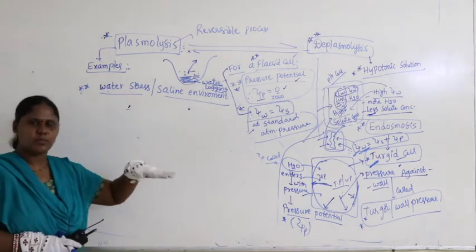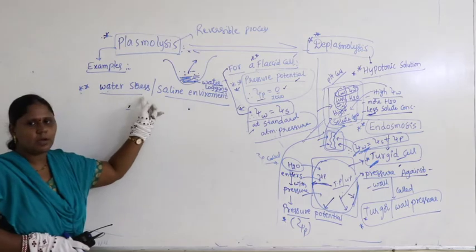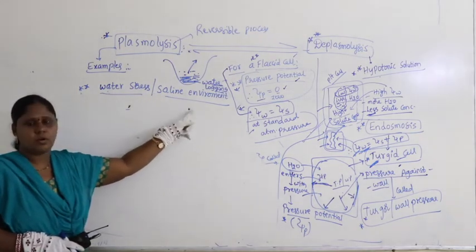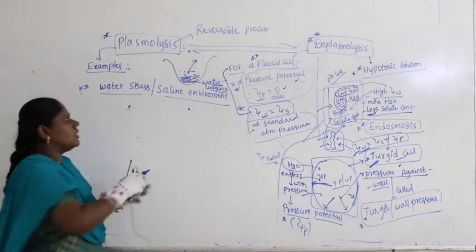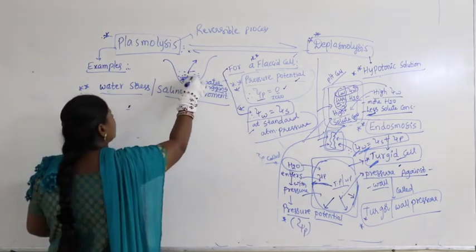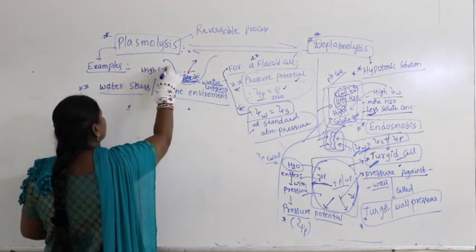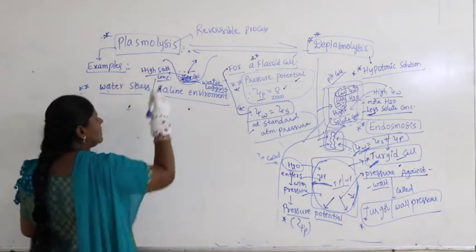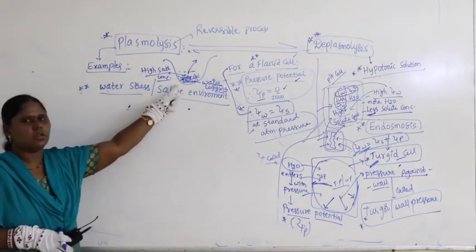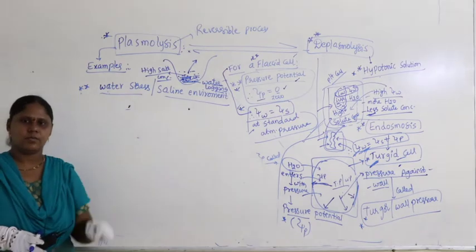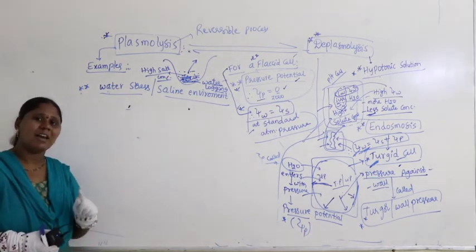Then at the base of the pond you can see waterlogging, that is a water stress environment, or you can take a saline environment. Why? At the base of the pond you can see more nutrients, so here you can see more salt concentration. Sometimes you can see high salt concentration. Some organisms survive even in high salt concentration. They are called halophiles.